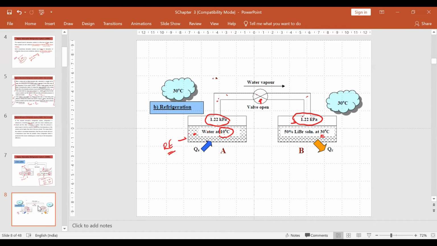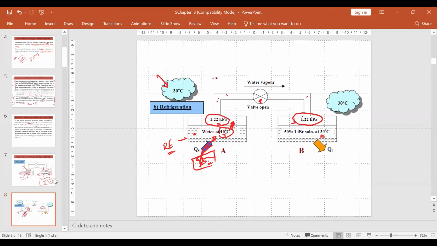That means the atmospheric air is at 30 degrees centigrade, you see. This is the 30 degrees centigrade. So now here this is the object from where heat is extracted. So we can get this refrigerating effect here. Again, the water absorbs heat and the temperature then increases. If it is more than 10 degrees centigrade, water starts boiling, and vapor is produced at this pressure.